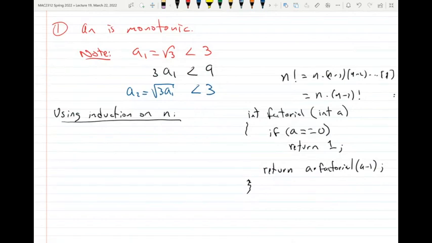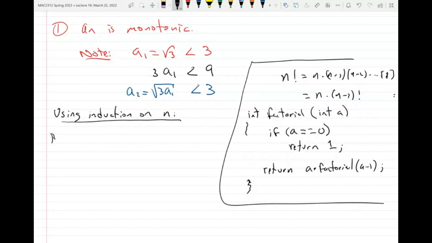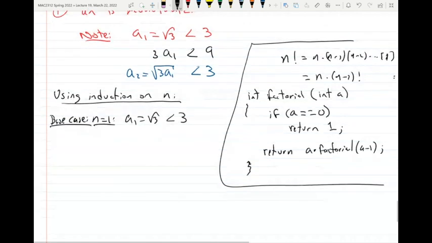Okay, so put this aside. Using induction on n, the base case will be for n equals 1, and basically it's a1, which is square root of 3, and this is certainly less than 3. Okay, so the statement means that an is going to be less than 3 for all n. That's what we're trying to prove. Okay, so a1 is less than 3.